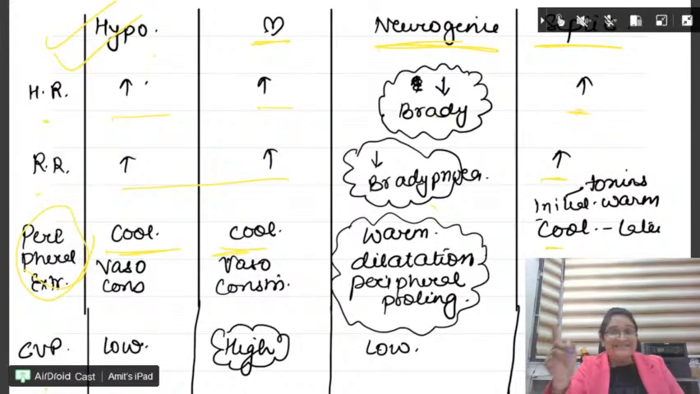Now, in septic shock, some people have written very nicely that in septic shock we are seeing warm extremities. Yes, true, in the initial phase. What happens initially? Toxins come. Septic shock is majorly because of gram positive or gram negative? Answer quickly. Septic shock is because of which bacteria? Quickly tell me.